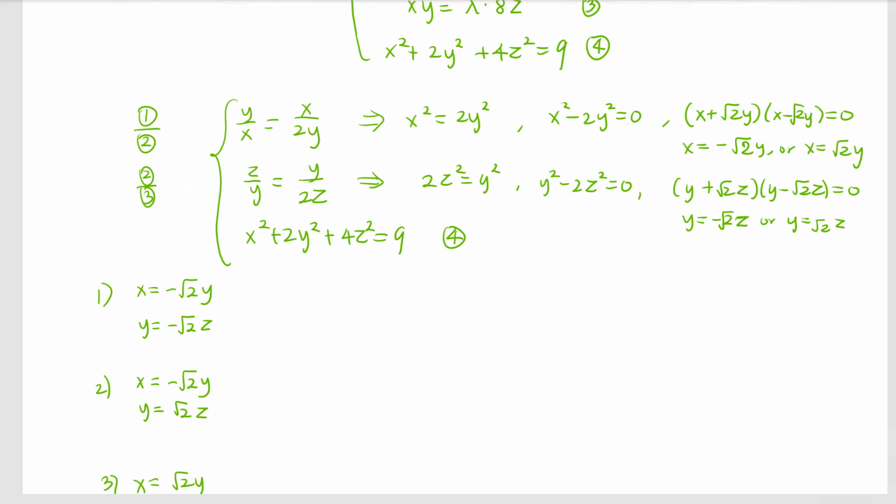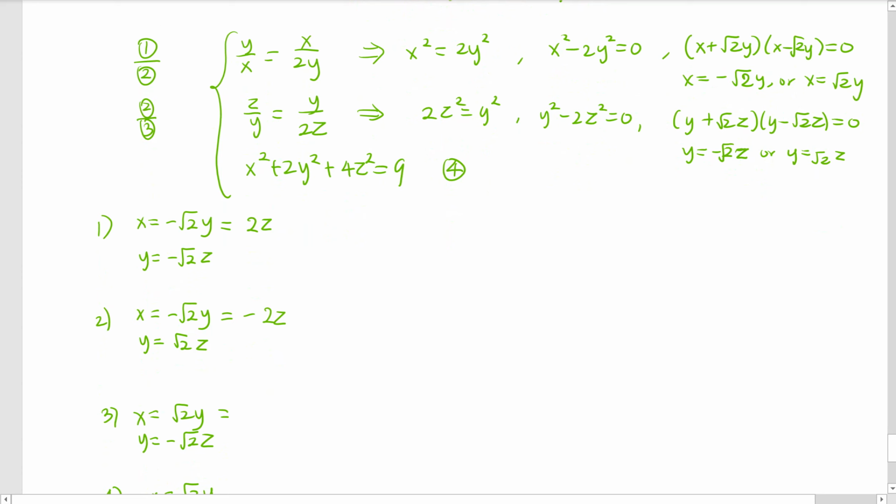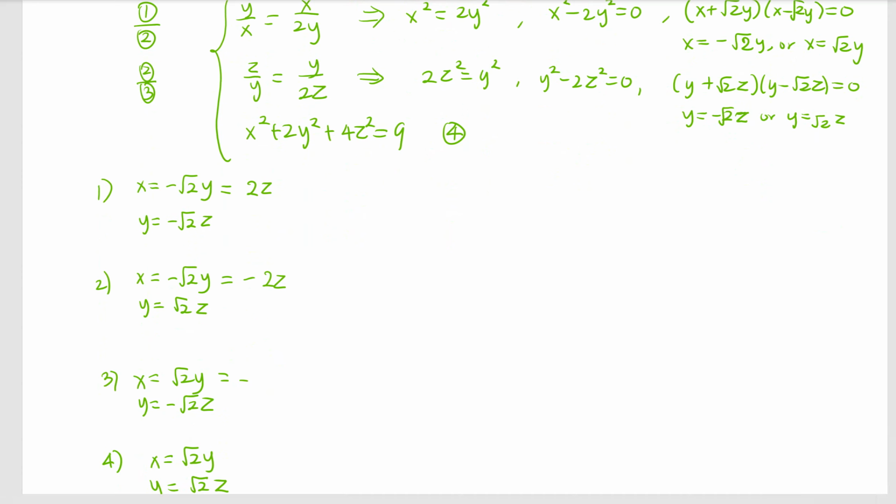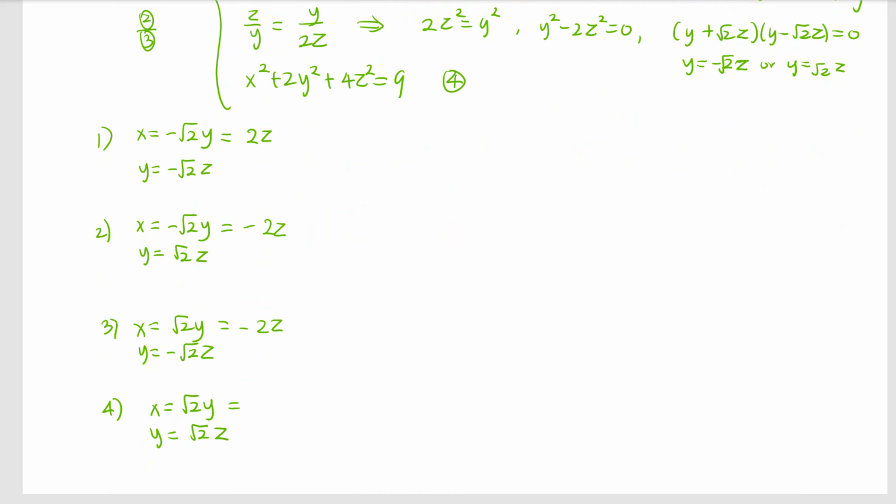Oh, you see in this case, because y equals square root of 2 z, so square root of 2 times square root of 2 is 2z, okay? So in this case, we get x equals square root of 2 times square root of 2 is 2z. Here, we have negative 2z, right? And then here we have 2z. Okay, now we can plug x and y in terms of z. You can plug into equation 4.